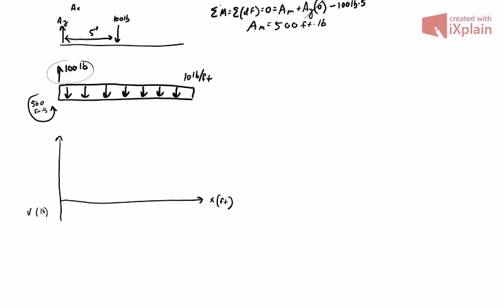So the first thing we have is our positive 100 pound force, which takes our shear from 0 and jumps it all the way up to 100 pounds. Then as we go across 10 feet, we have 10 pounds per foot of downward force. In total, that's negative 100 pounds. So by the time we get all the way out to 10 feet, we have dropped back down from 100 to 0. So we just draw a straight line between the two. And that's our shear diagram.